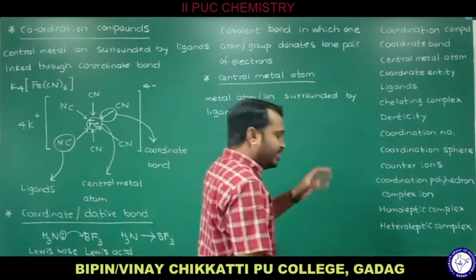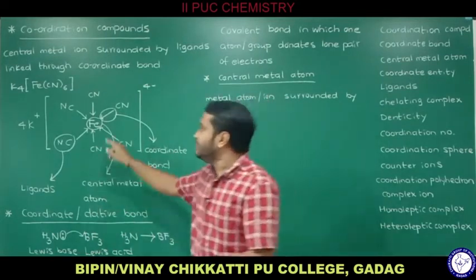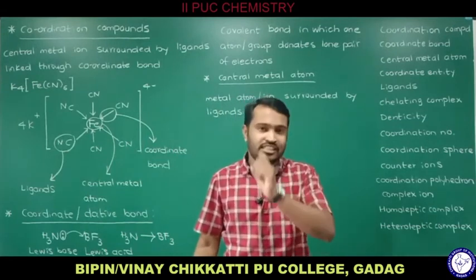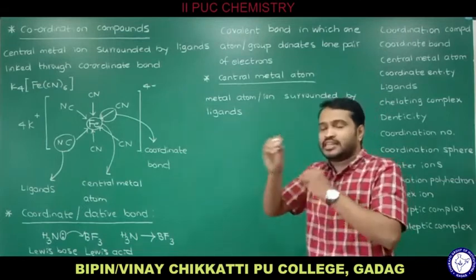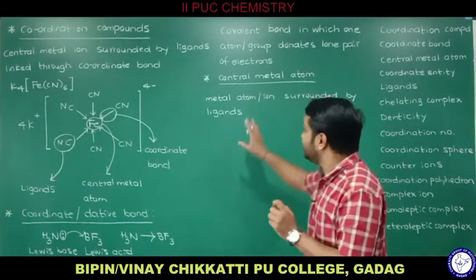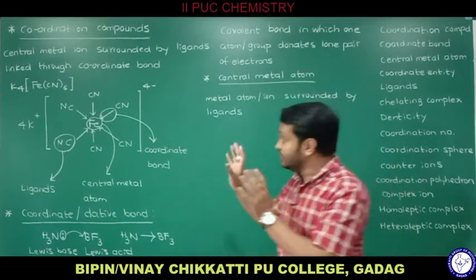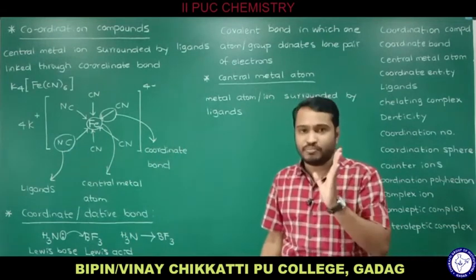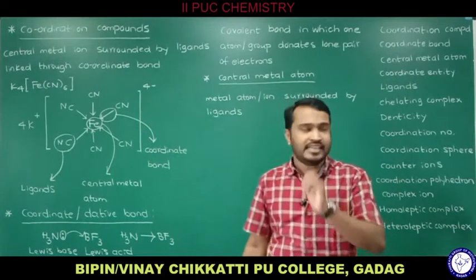So we have a metal atom or metal ion. Remember that in the center we always have metal atoms only, usually the transition elements. So the metal atom or ion which is going to be surrounded by ligands, we call it the central metal atom or central metal ion. In this compound [Fe(CN)6], iron will be the central metal atom, because this iron is going to be surrounded by ligands.